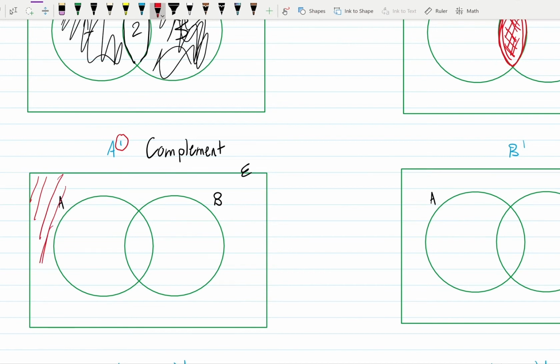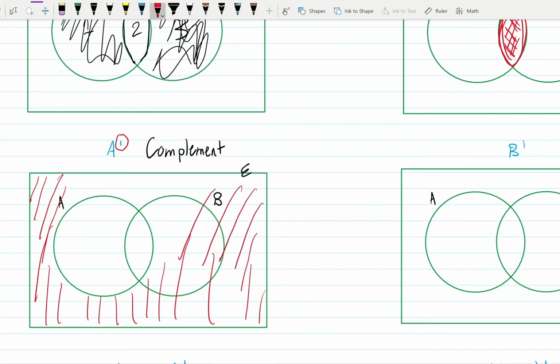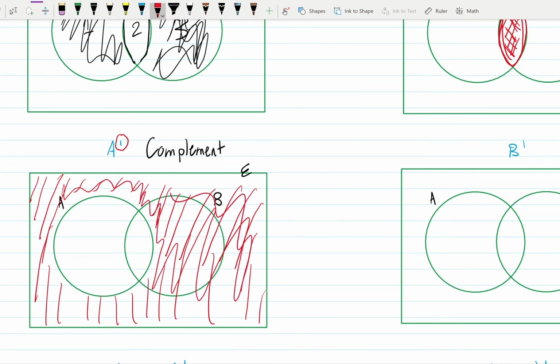So we would shade it, and we're not going to touch the A circle. We're going to touch everything other than the A circle. Even up here. Even some of the B circle, but nothing in the A circle. And that's going to be the A complement. Everything that is not within A.